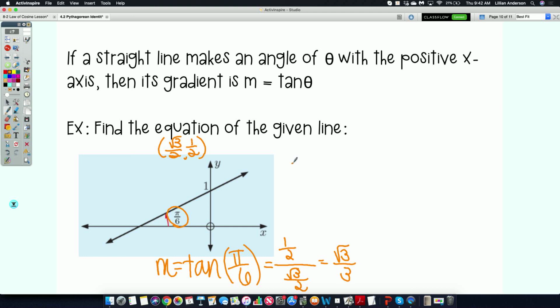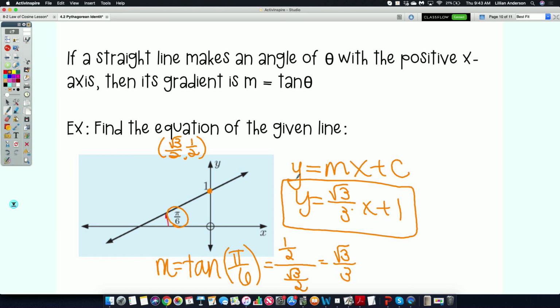So to write the equation of our line, we do know 1 point. What does that point represent? Your y-intercept. And if we're writing in the form of y equals mx plus c, where m is our gradient and c is our y-intercept, then we have the equation of our line. Square root 3 over 3x plus 1. And there's the equation for our line.